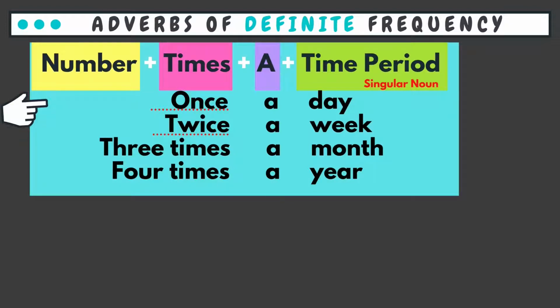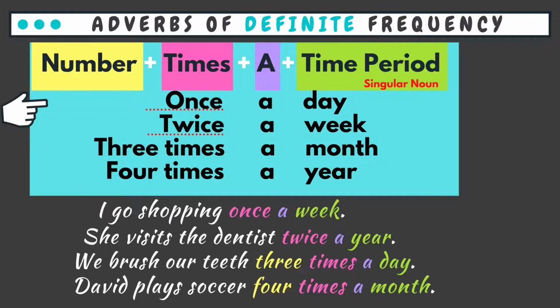Be careful. There is an exception with the first 2 numbers. We do not say 1 time. No, we say once. And we do not say 2 times. We say twice. Once a day, twice a week, 3 times a month, 4 times a year. The time period is a single noun. Be careful. Day, not days. Week, not weeks.